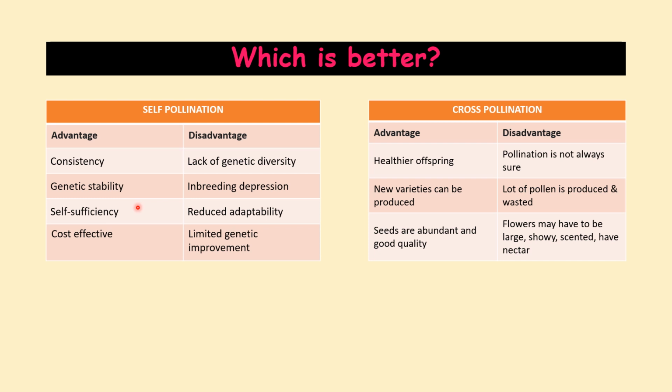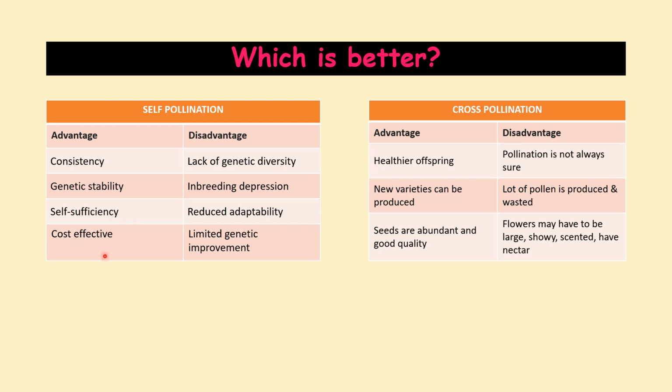These plants are self-sufficient. They do not depend on any agents. So even if the agents are absent, these plants can still go ahead and undergo their pollination and move on with the fertilization and production of fruits and seeds.